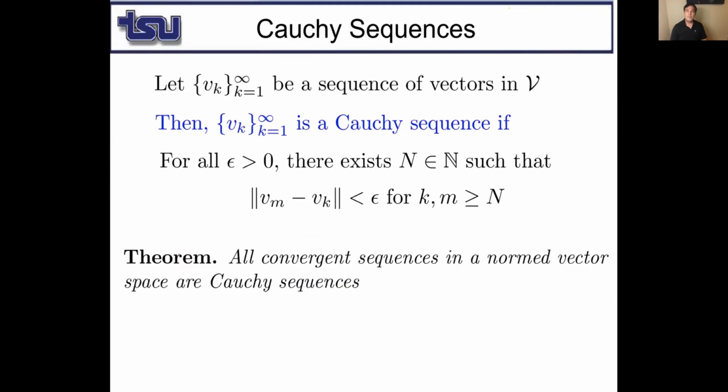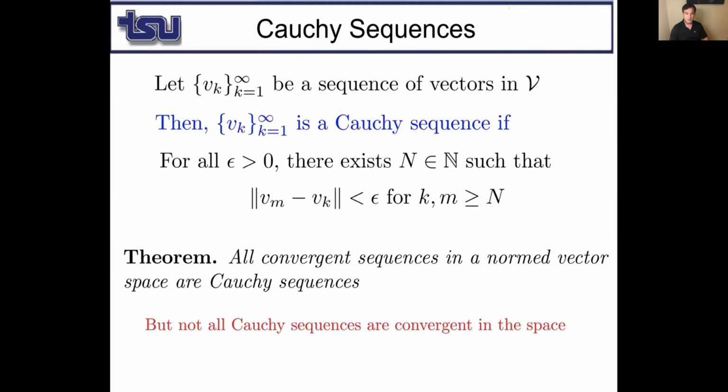So what's nice about this? Well, we don't have a v. We are just saying that the elements of the sequence get closer and closer to each other as the index gets larger and larger. There's a theorem: all convergent sequences in a normed vector space are Cauchy sequences. Basically, if you know that you have a sequence that converges to a v, then you know for sure that it's a Cauchy sequence. But not all Cauchy sequences are convergent, or converge to an element of V. That's an important difference, right? Not all Cauchy sequences are convergent in the space.